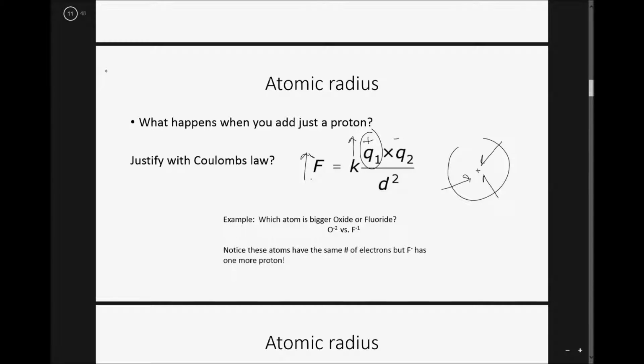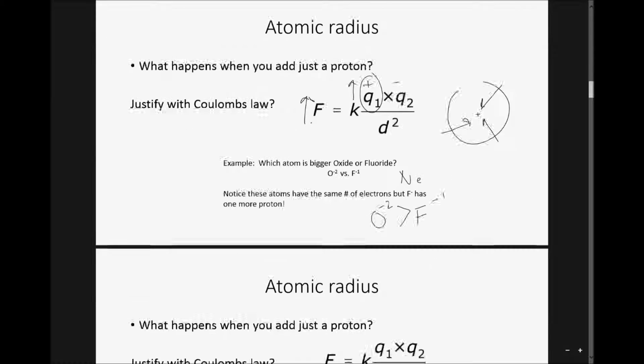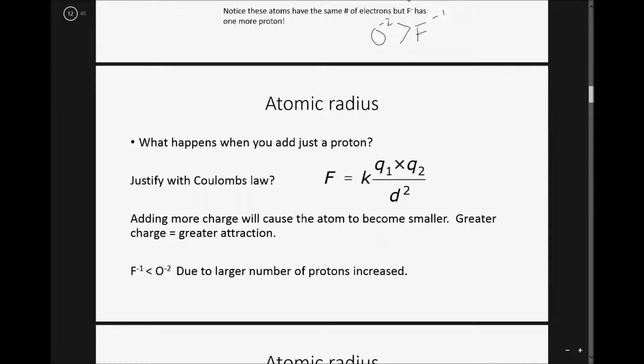Which one's bigger? Now notice these both have the same number of electrons. They're both isoelectronic with neon, which has 10 electrons. So in this case, they have the same number of electrons, just a different number of protons. Since fluoride has more protons, it will be smaller than oxide. Again, notice that these have the same number of electrons. Fluoride just has more protons. All right, what happens if you just add a proton? Okay, here's my answer to the last one. Fluoride is smaller than oxide.